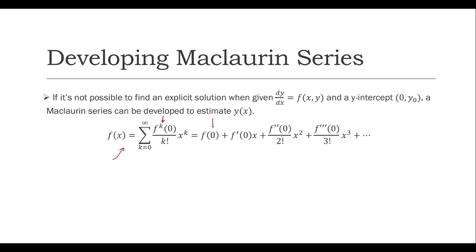So you would have f of 0 plus your first derivative at 0 times x plus your second derivative at 0 over 2 factorial times x squared plus your third derivative evaluated at 0 over 3 factorial times x cubed, and so on.